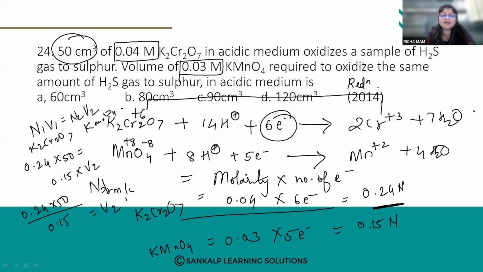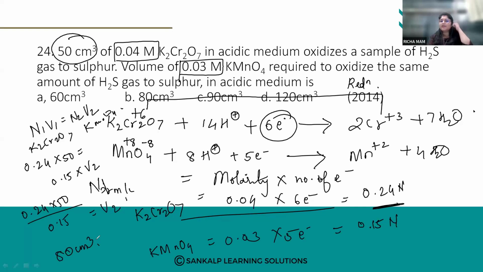So we are using here the normality formula, N1V1 into V2. First, we have found out the normality by multiplying the number of... who has got it? Vaishnavi has got it as 80. What about others? The volume Vaishnavi has got is 80 cm cube. So first, we have found out the electrons that are involved.